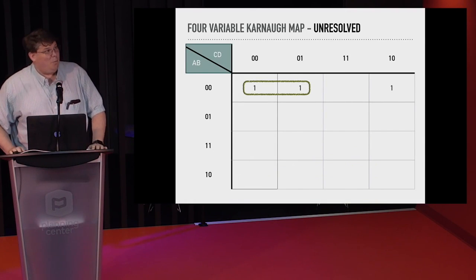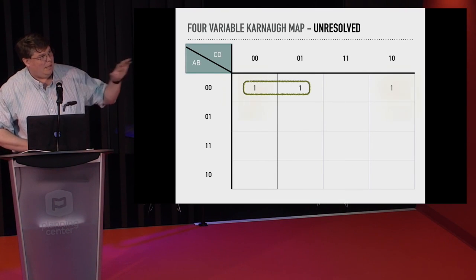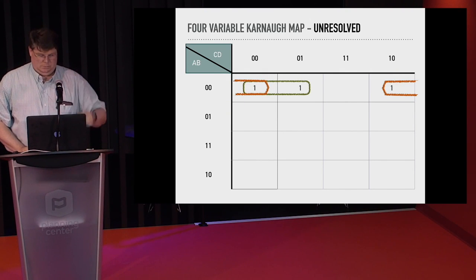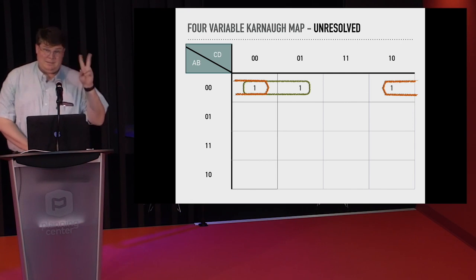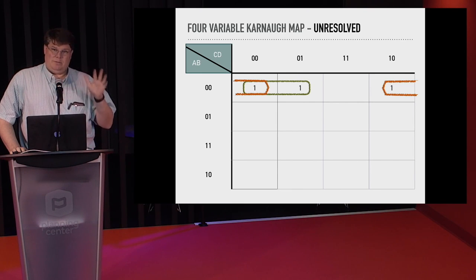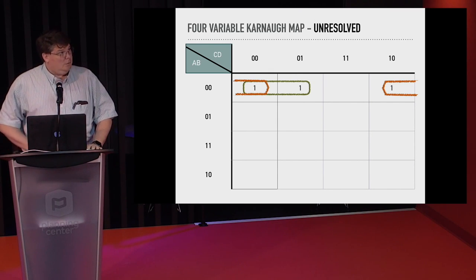So our next group actually wraps around from the left side all the way over to the right side, and we get another group of two. And it's okay to have groups that overlap. That's one of the rules. But groups must be the size of a power of 2. So we have 1, 2, 4, 8. You got it. Okay.